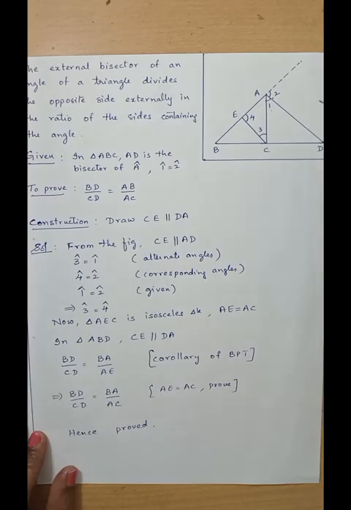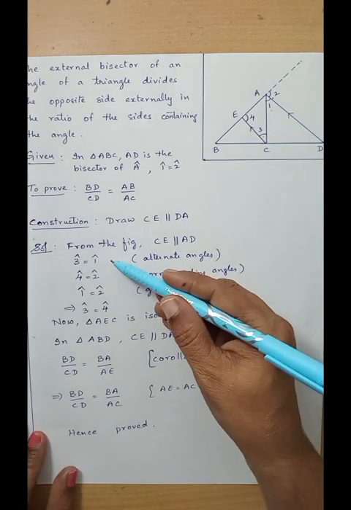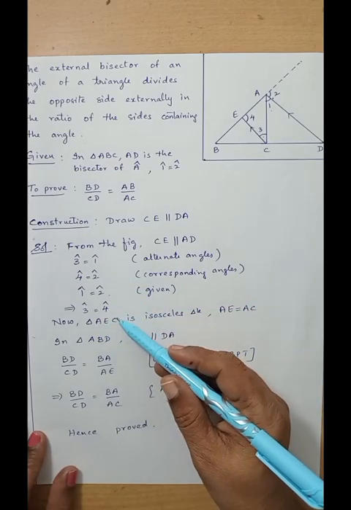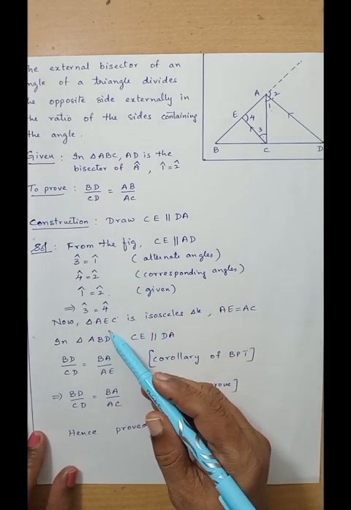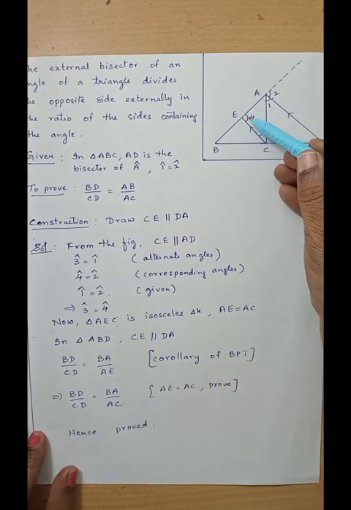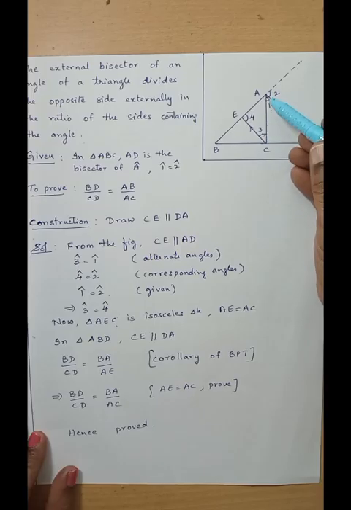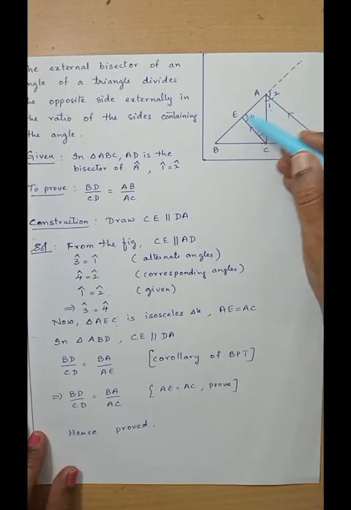Let us draw CE parallel to DA. From the figure, when CE is parallel to DA, angle 3 is equal to angle 1. They are alternate angles. Angle 4 is equal to angle 2. They are corresponding angles. And angle 1 is equal to angle 2, as given. From these three equations we get angle 3 is equal to angle 4. In triangle AEC, when angle 3 and 4 are equal, they become the base angles and triangle AEC becomes an isosceles triangle. Hence, AE is equal to AC.